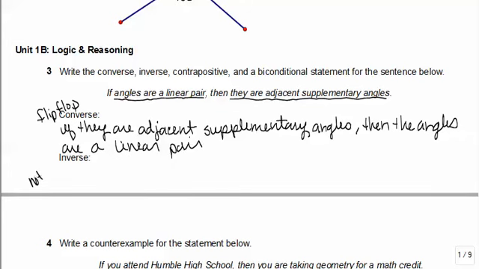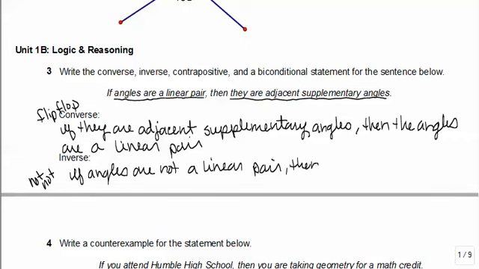Inverse is not. So if angles are not a linear pair, then they are not adjacent supplementary angles.